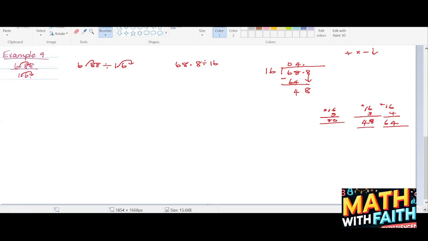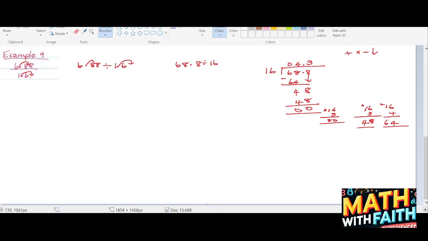Well, we kind of worked it out already. 16 by 3 gives us 48. So we know that with 48, we can get 3 perfect groups of 16 from 48 things. So let's multiply 3 by 16. That gives us 48. And we are left with no remainder, and we have nothing to bring down. So that is the end of our sum.